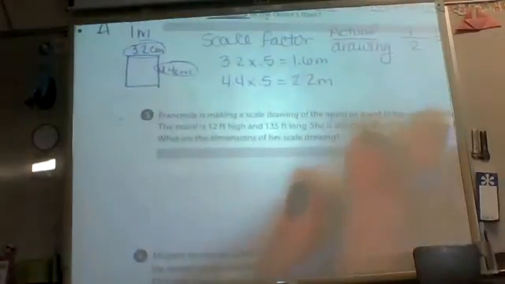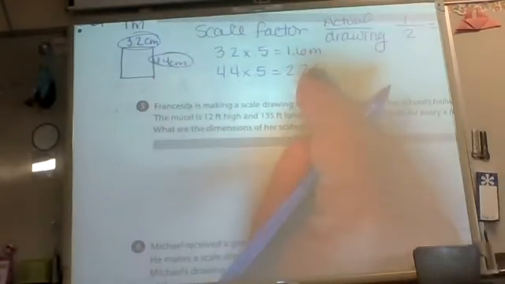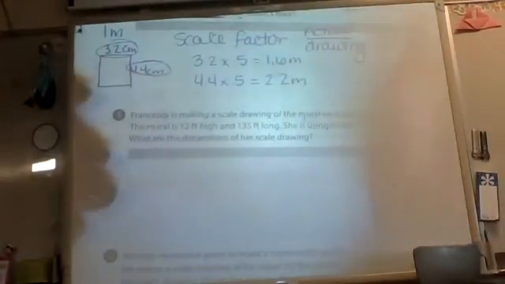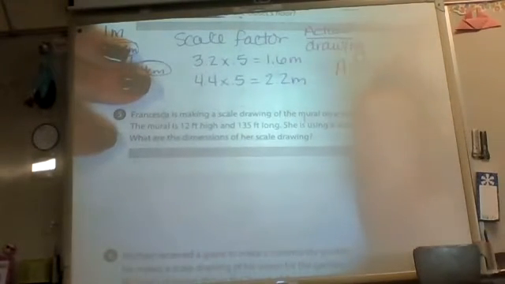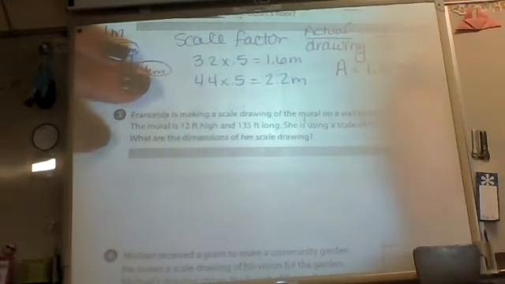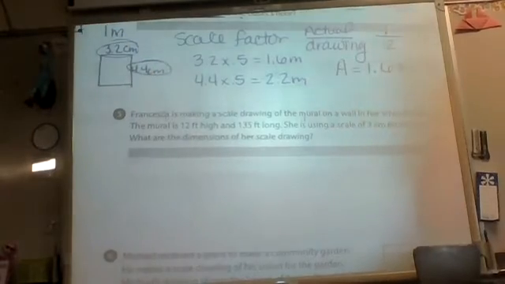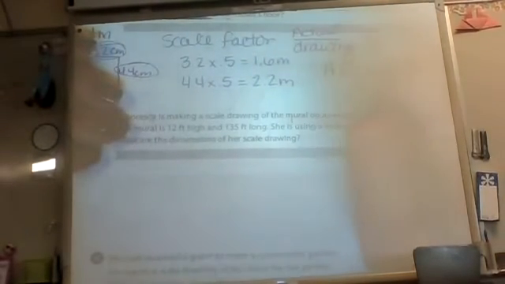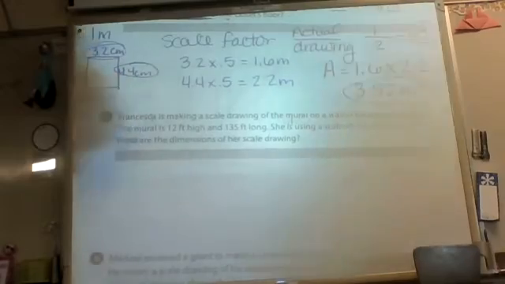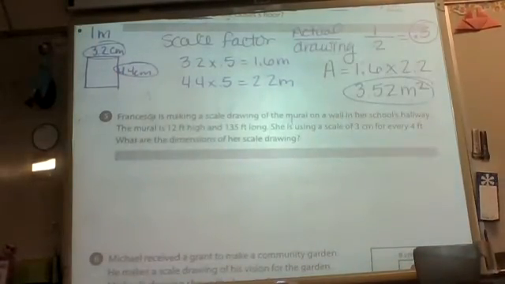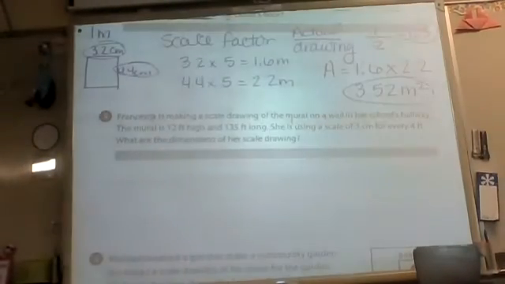But we're not done. All this shows us is what the actual dimensions are. Pay attention. So the area of this is 1 6/10 times 2 2/10. And it comes out to be 3 52/100 meters squared. That's the area. Okay. So good job. All right.